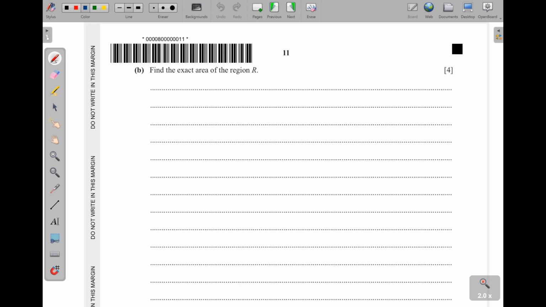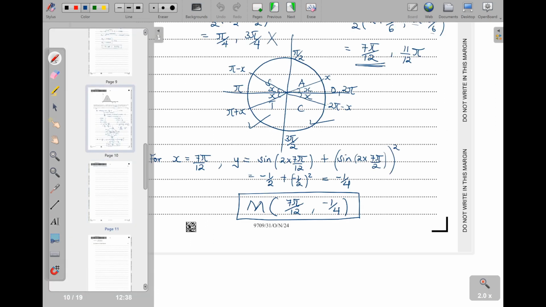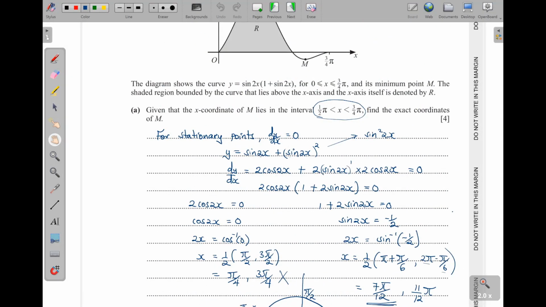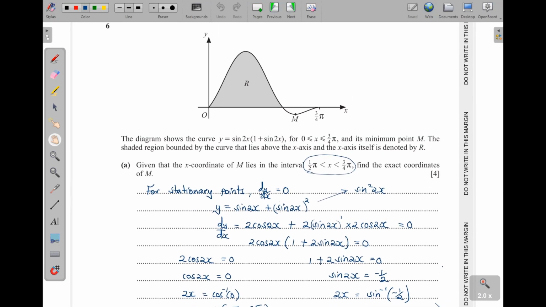Part B, find the exact area of the region R. Now, when you look at the region R, okay, let's take a look through it. The region R here, we need to find the x coordinate where this graph cuts the x-axis. So we need to get this x coordinate. And on the y-axis, we know that y is equal to 0. So we need to first get that limit because we are supposed to integrate from 0 here, then to this x value here, which we need to find, okay?